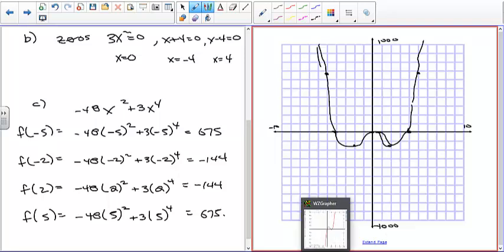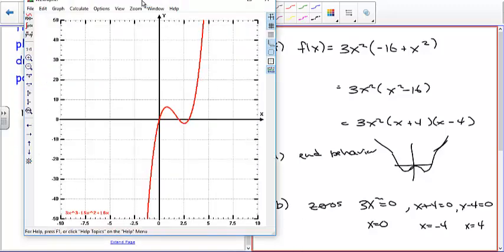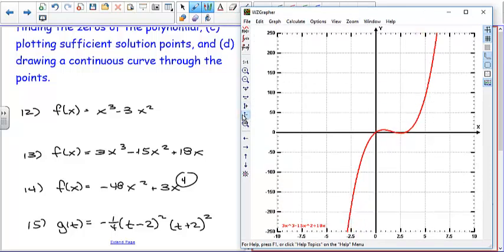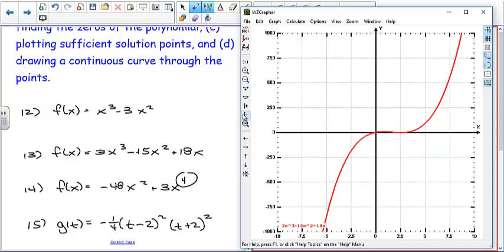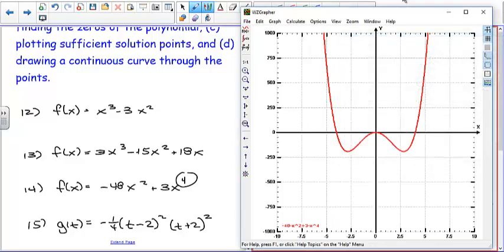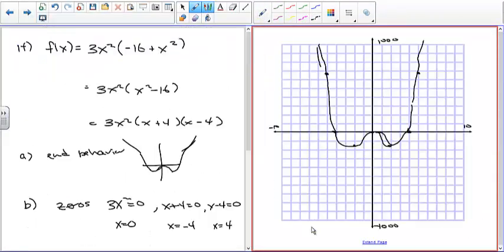So let's plot it. Move it over here so I can plot it out. Let's zoom out to 1,000. There we go. Plus minus 10 in the other direction. Looks good. Negative 48 times x squared plus 3 times x to the 4th. Graph it. Shift it over here. Pull up our thing.